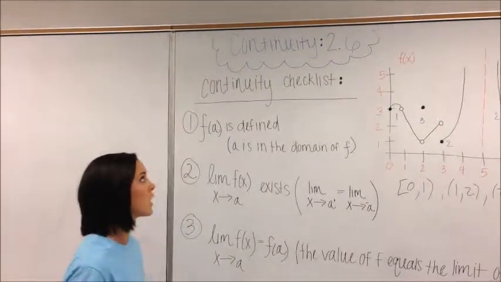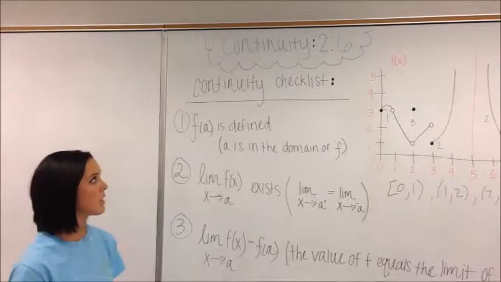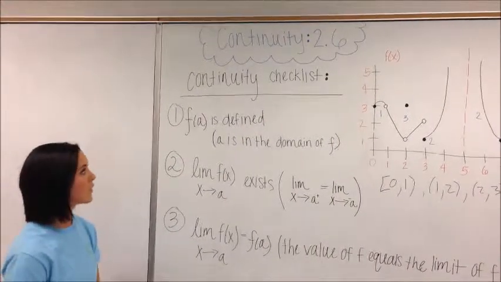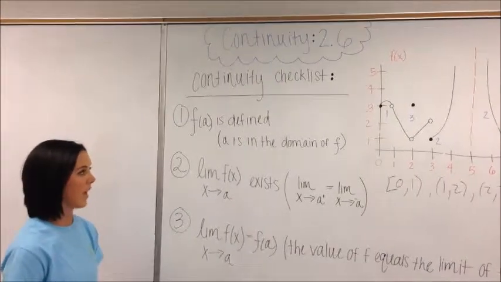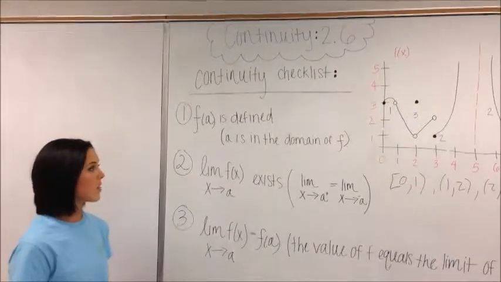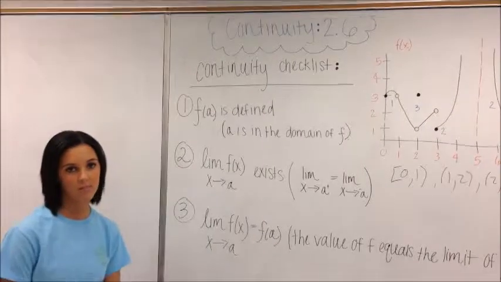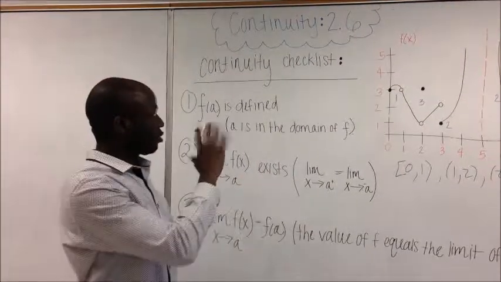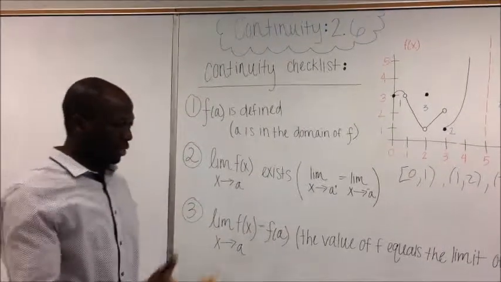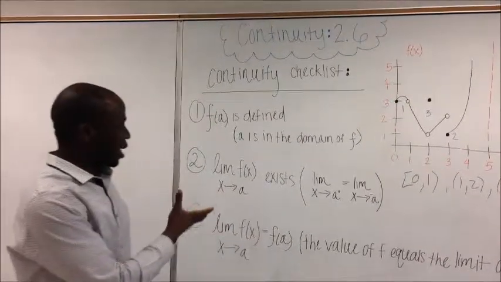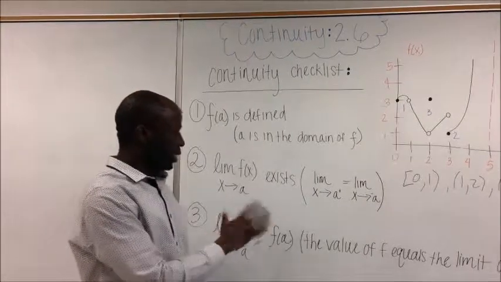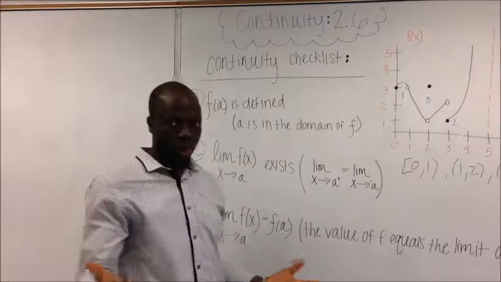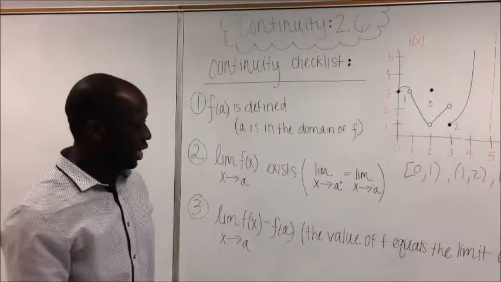So basically, for a function to be continuous, it needs to follow the three rules of a continuity checklist. The first rule is f of a is defined, which means that a is in the domain of f. The second item on the checklist specifies that as x goes to a, the limit exists. So it's the same thing on both sides, on the positive and the negative side.